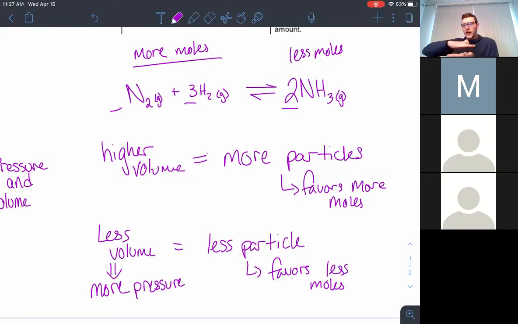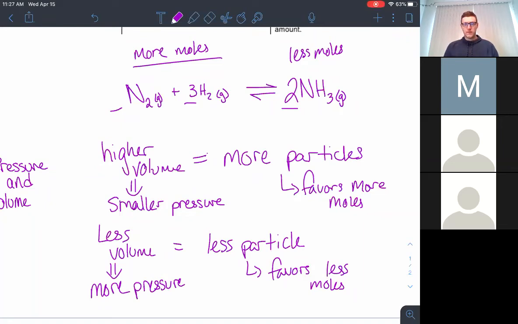So if there's more volume, if I've given you more space, so I went from a small space to a larger space, the pressure is going to be smaller, which means that there's more particles flying around as well. So there's a smaller amount of pressure if there's a larger volume. Does that make sense?